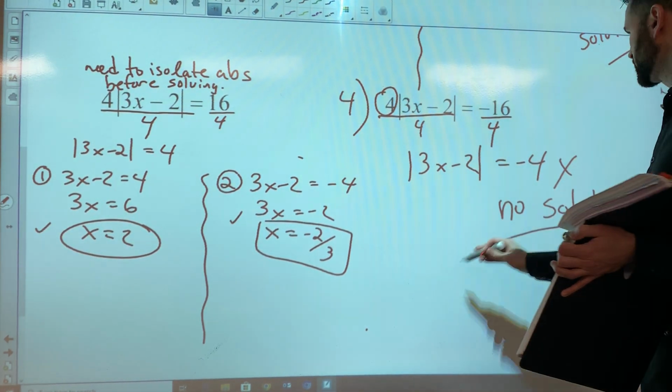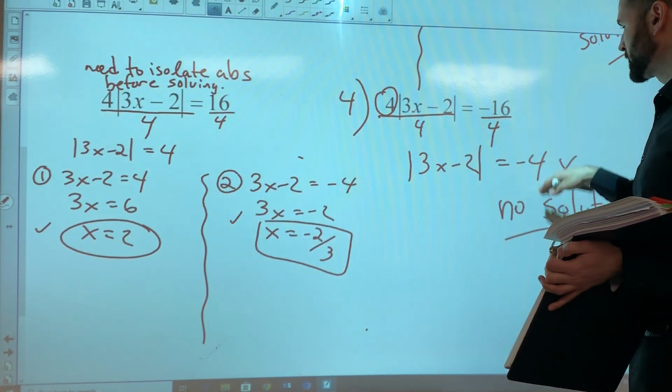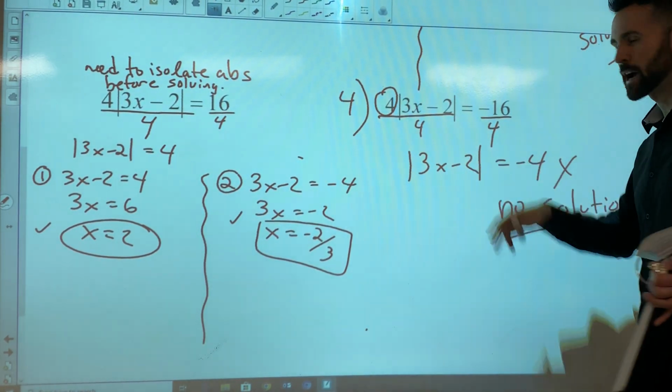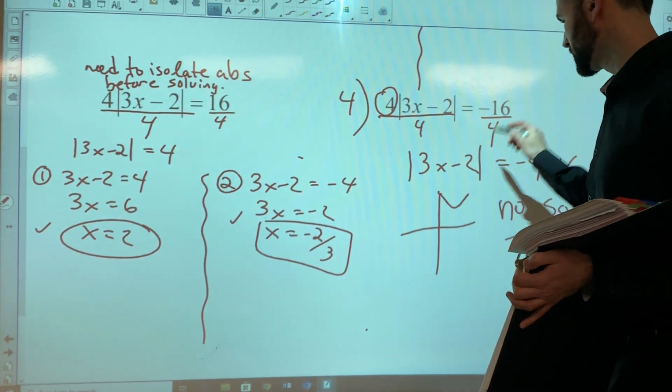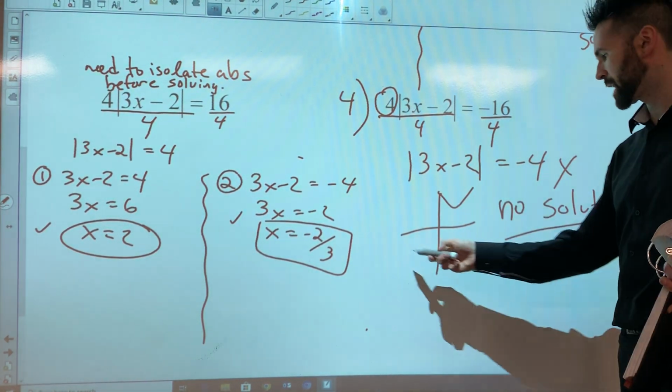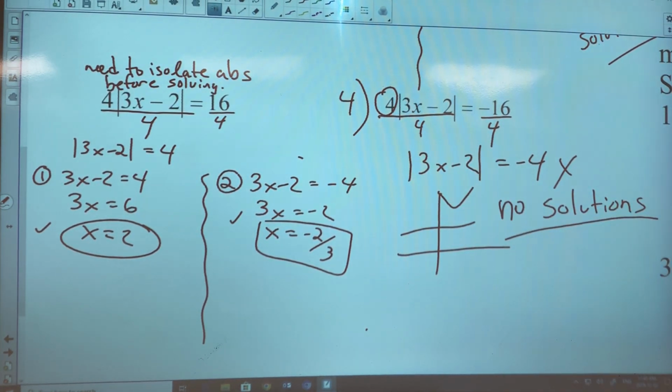So what's this telling you? It's telling you that if you were to graph this, your line, y equals negative 4, would not be touching the graph of that. Right? Because this graph will be completely above the x-axis, and the other line's down here. So they never touch, so there's no solutions. Okay?